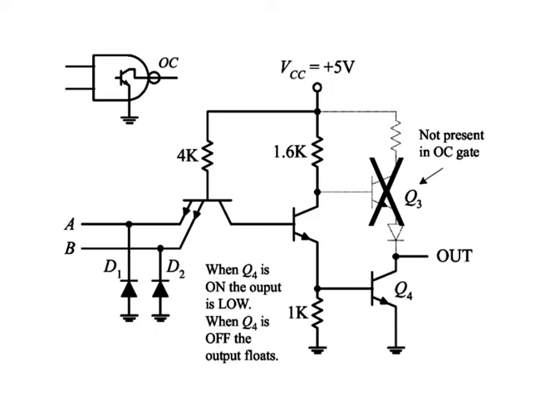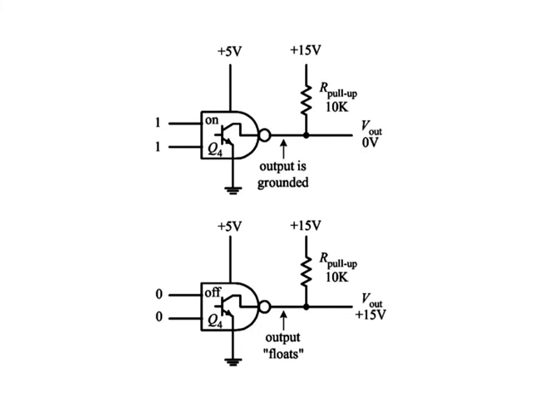Instead, the output floats. When A and B logic levels are both high, that is 1, the output is grounded. This means that the OC gate can only sink current, it cannot source current. So, to get a high output level, use an external voltage source and a pull up resistor. Now, when the output floats, the pull up resistor connected to the external voltage source will pull the output to the same level as the external voltage source, which in this case is at 15 volt. Here you do not have to use plus 5 volt.